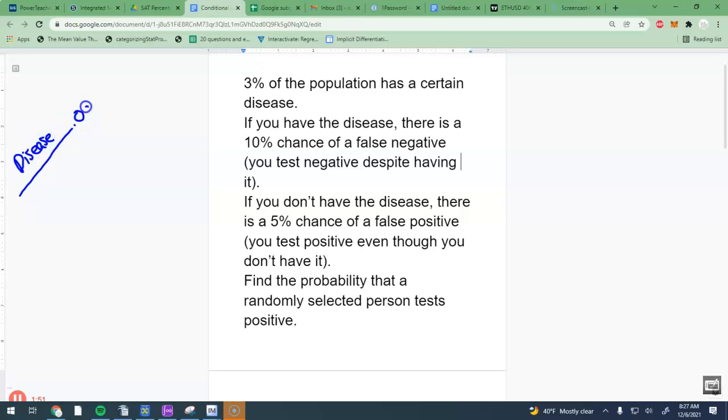There is a 3% chance that you have it. And then if you don't, what's the percent chance I don't have it? It will be 0.97, right? Those two have to add up to 100%.